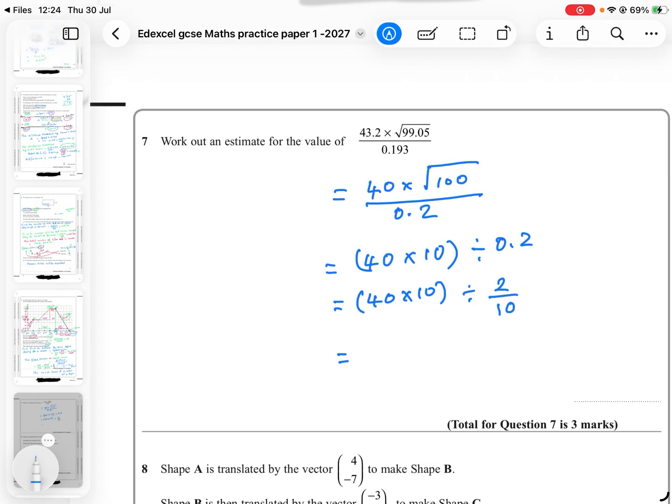Now 40 times 10 is 400. When you divide by a fraction, you have to flip: 10 going up, 2 coming down. So that means 400 times 10, 4,000, divided by 2. So the answer is 2,000. Thank you.